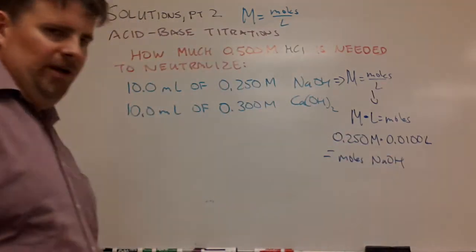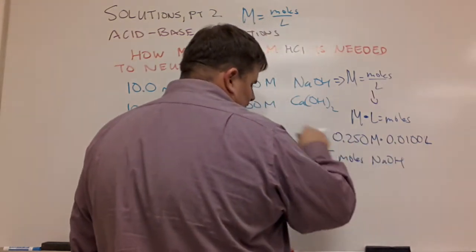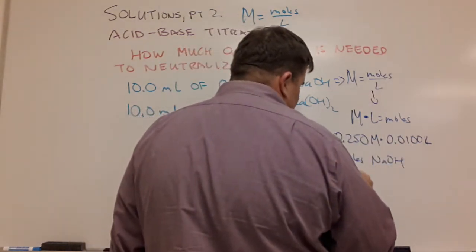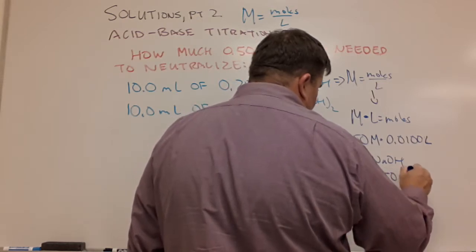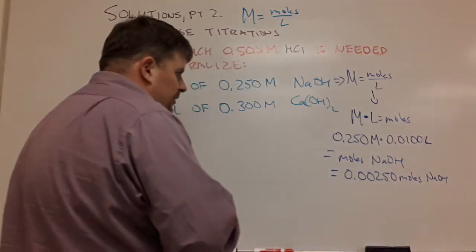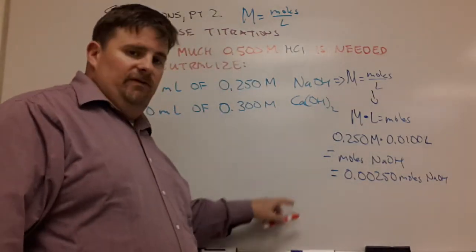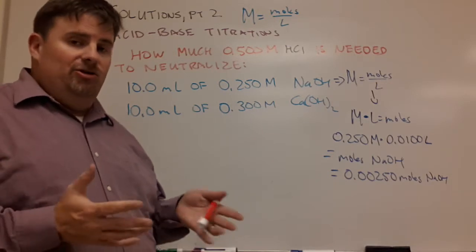Okay, now I can do this math in my head. So I move 2 decimals over, I'll move 2 decimals over this direction. So what I get is 0.00250 moles of NaOH. Okay, now at this point, because I've got that number of moles of NaOH, I know that's going to be the same amount of HCl that's going to neutralize it.